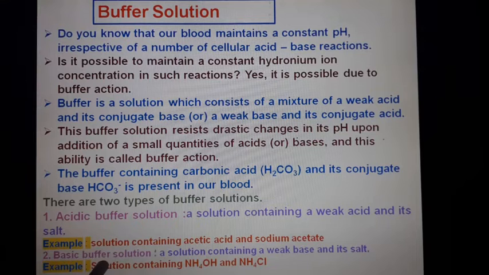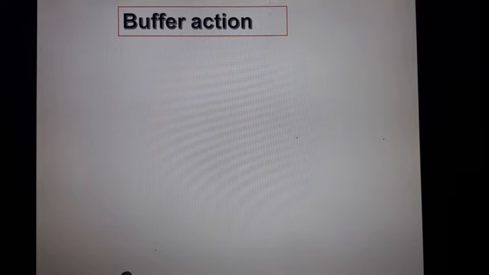Basic buffer solution: the solution contains a weak base and its salt. Example: ammonium hydroxide and ammonium chloride. Okay. Next, buffer action.